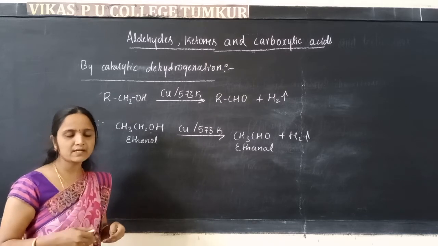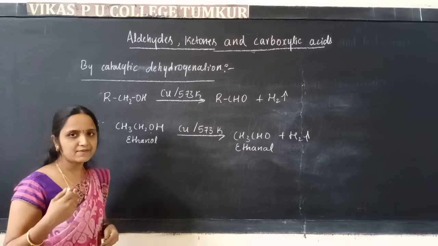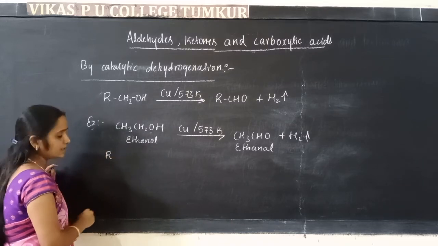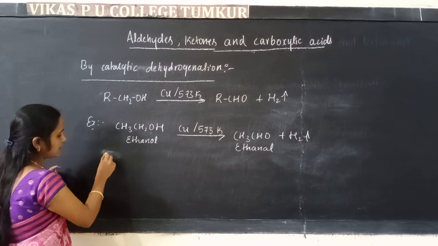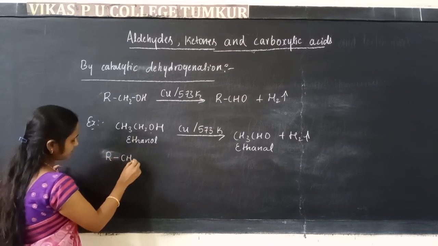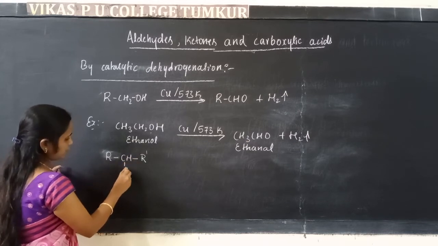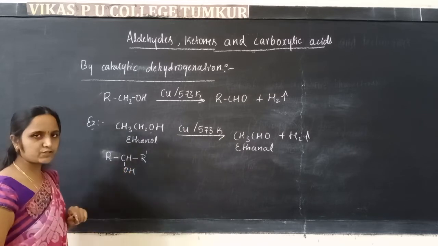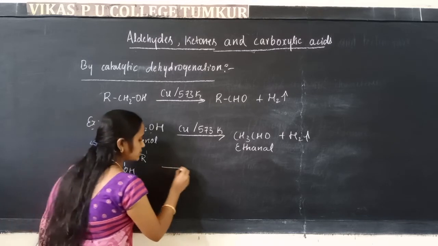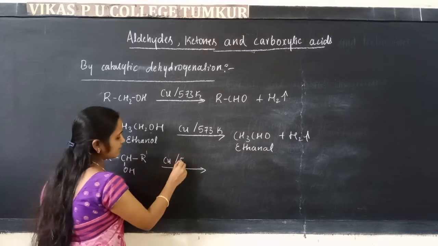That is, vapors of secondary alcohols are passed through copper at 573 Kelvin. We will take an example for secondary alcohol. If you take R, CH, then R dash, then OH, this is the general representation of a secondary alcohol. These vapors of the secondary alcohol pass through overheated copper at 573 Kelvin.